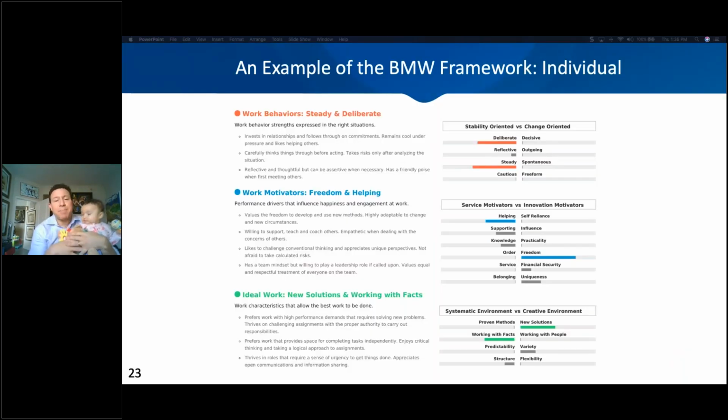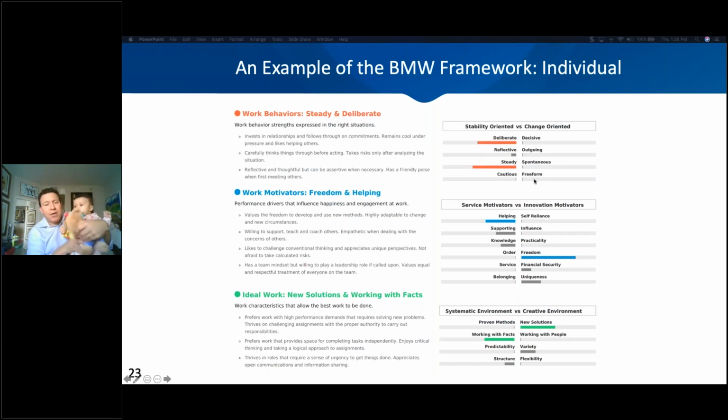Here's an example of that BMW framework for an individual. In terms of behaviors, some of the eight things, if you can see that, don't worry about the words, just look at the bars on the right. On the axis of stability, this is actually my own results. I'm very deliberate and very steady, much more so than on the right side, decisive or spontaneous. Between cautious and free form at the bottom there, I'm a wash. It's actually kind of the same, depending on the context.